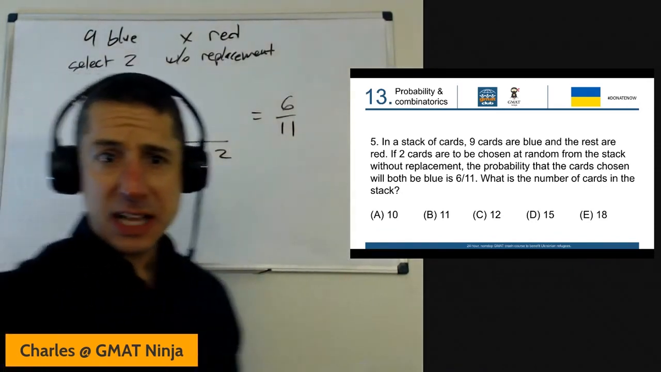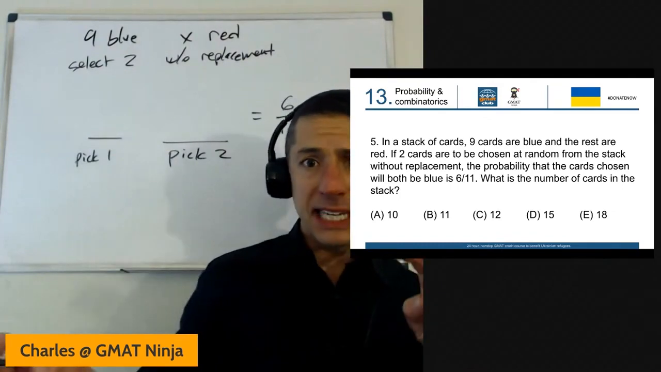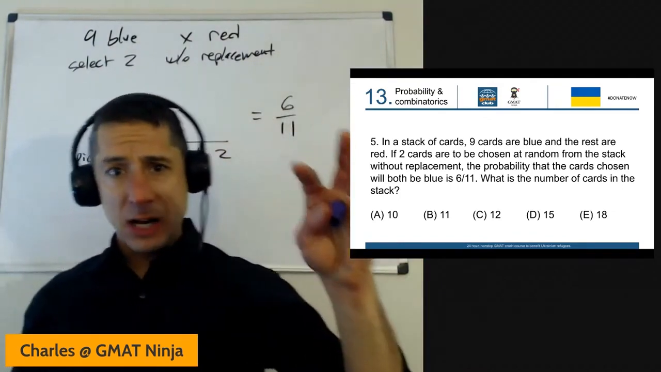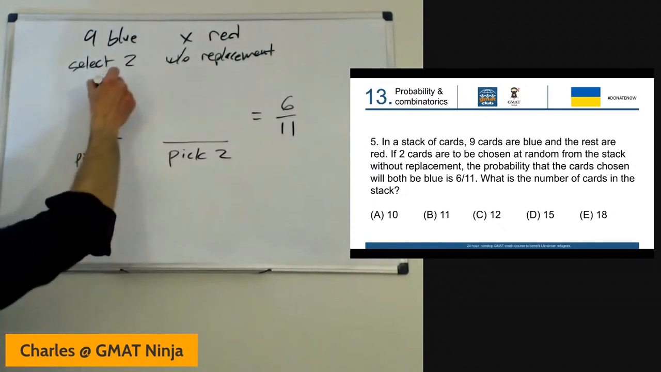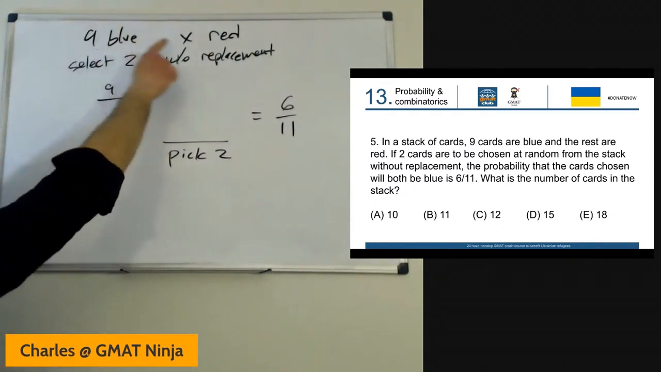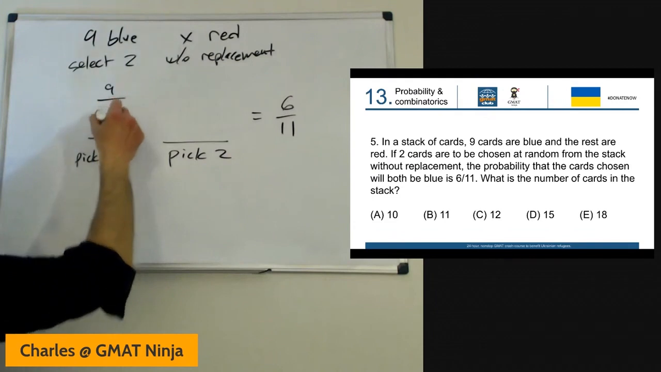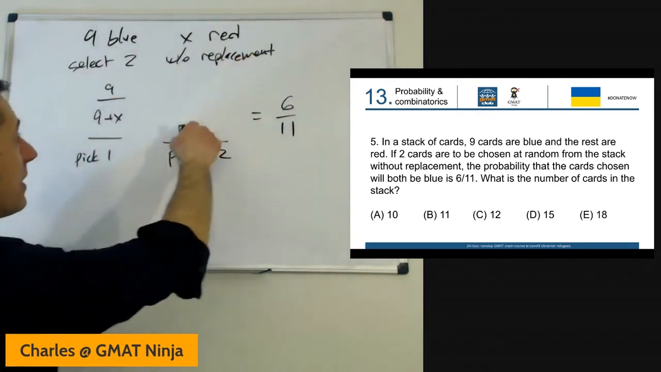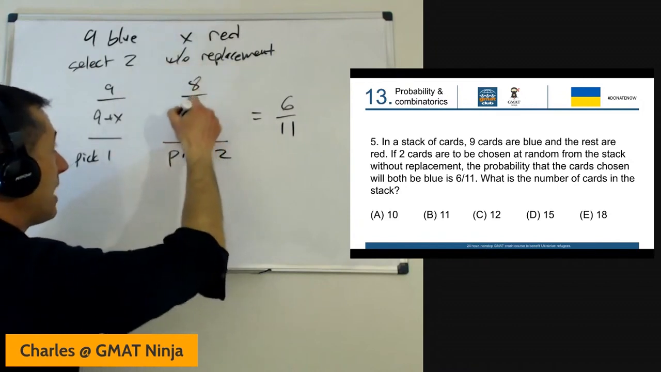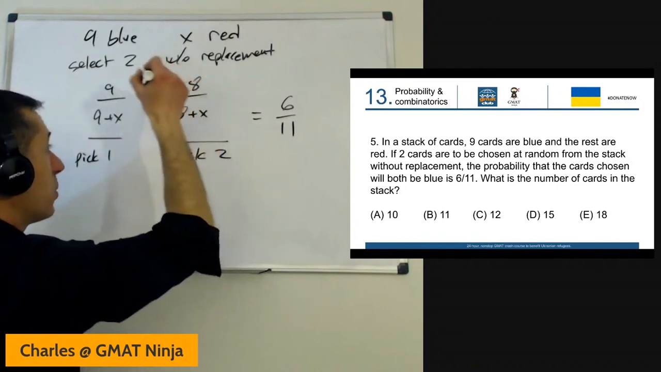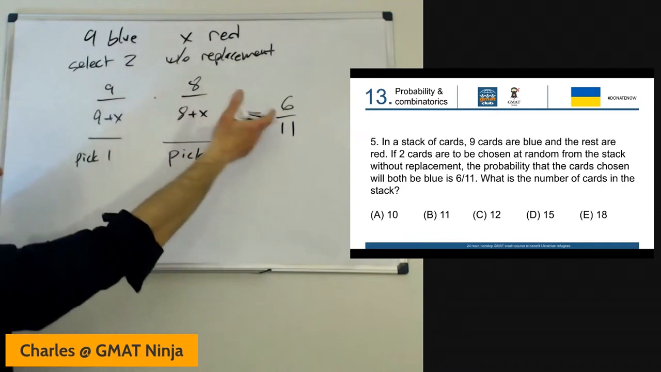Again, if you need to anchor yourself in the idea that probability is just desired outcomes over total outcomes. Desired outcomes, I want a blue. How many total are there? Well, I got 9 plus X. Great. On the second pick, well, 1's gone. It's without replacement. So I got 8 blue left, 8 plus X left total. And there you go, multiply.